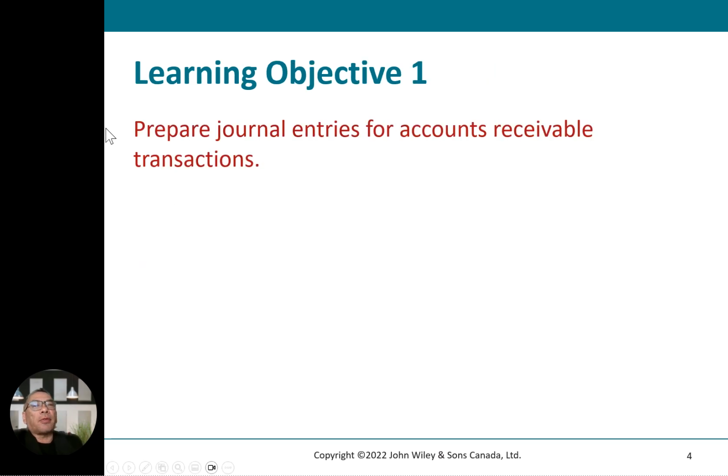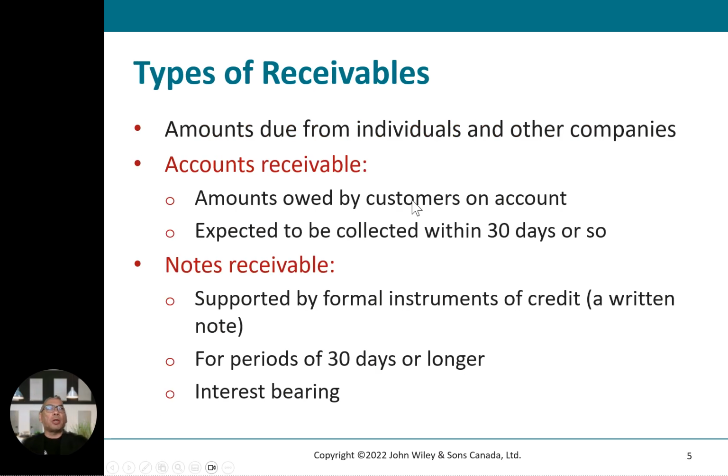What's learning objective number one? Number one, we need to be able to prepare journal entries for accounts receivable transactions. Okay, what are those things? Let's look at the types of receivables: amounts due from individuals and other companies. For example, accounts receivable are amounts owed by customers on account.